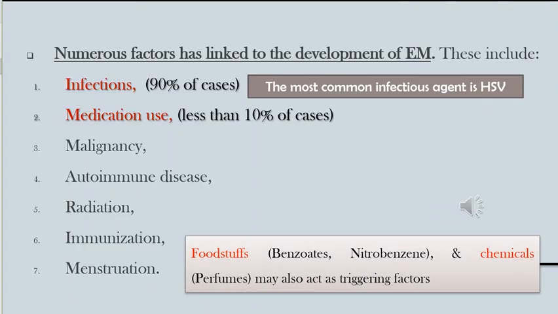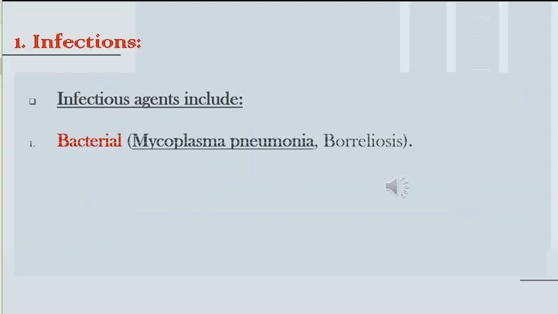Okay, as we said, there are many other factors that can cause erythema multiforme other than infections and medication, but infections are the most common cause of erythema multiforme and represent 90% of the cases. And within the infections, the most common infectious agent is a virus, which one? Herpes simplex virus. Another factor linked to the development of erythema multiforme is medication, and it's counted in less than 10% of cases. Other numerous factors such as malignancy, autoimmune disease, radiation, immunization, menstruation, also foodstuffs such as benzoate and nitrobenzene, and chemicals such as perfumes, دي كلها ممكن to be counted as trigger factors.